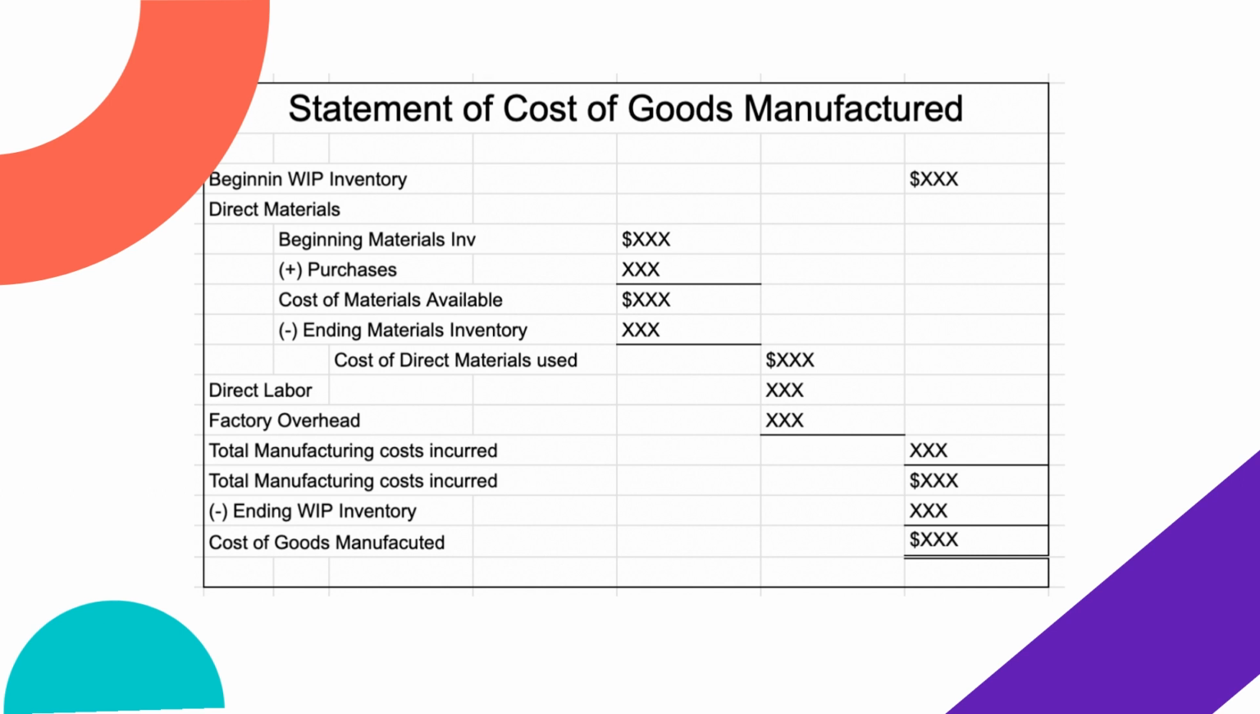And let me clear this up. It says the same thing twice. The incurred should only be at the top one. This one should not say total manufacturing costs incurred. It should just say total manufacturing costs. And that will be the total you get.